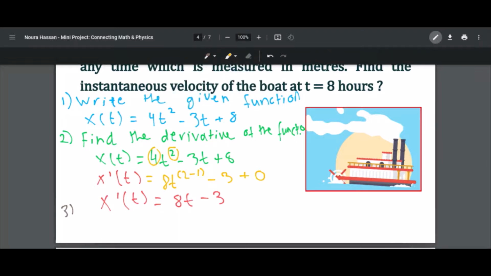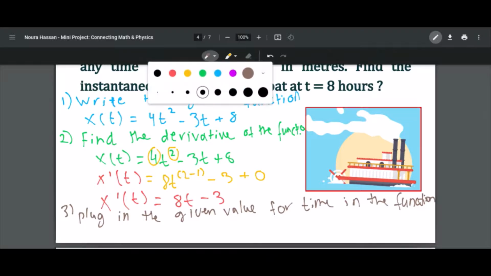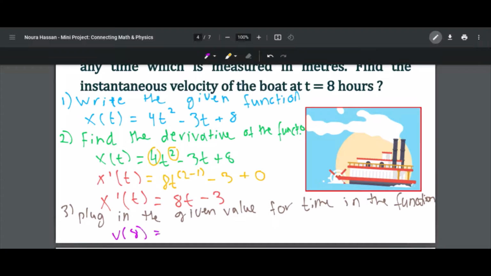Step 3 is to plug in the given value for time in the function, which will be v of 8, that will equal s prime of 8, and then that will equal 8 times 8 minus 3, and that will equal 61 meters per hour.